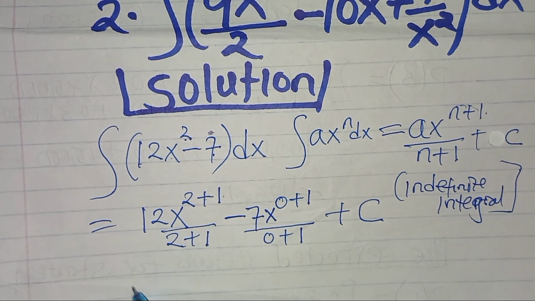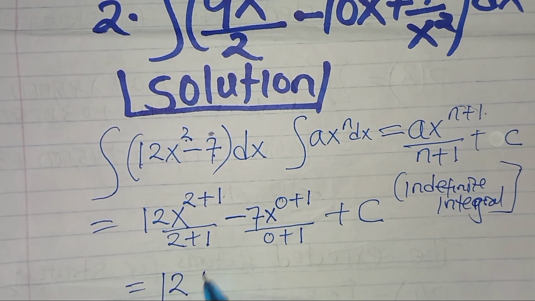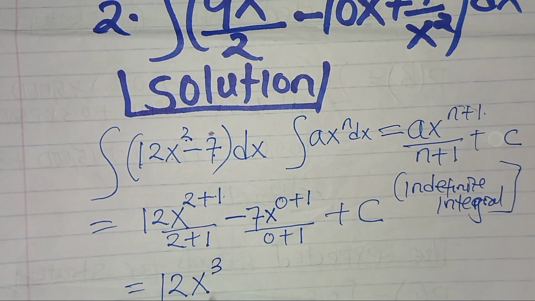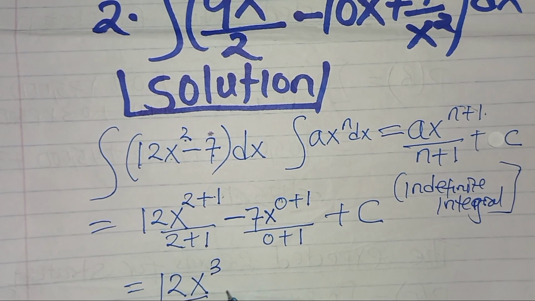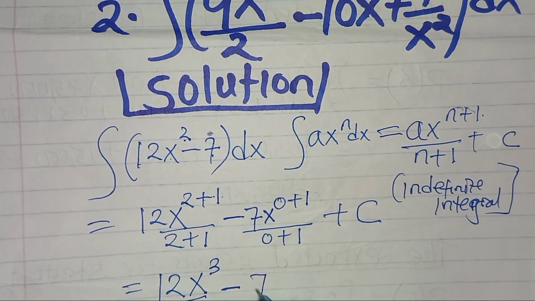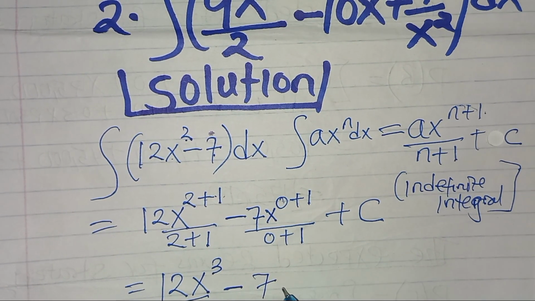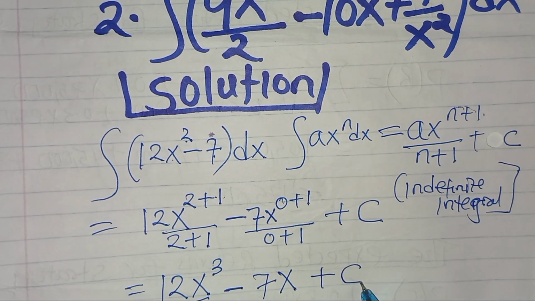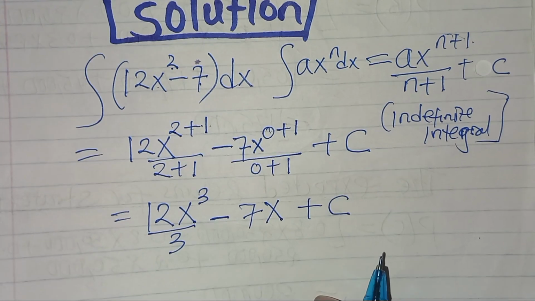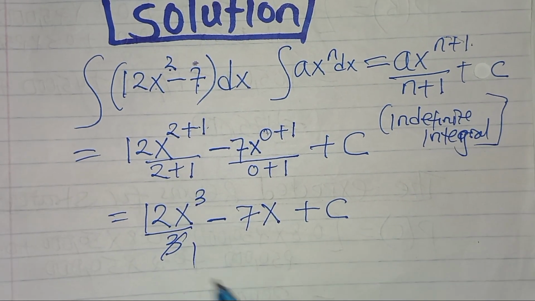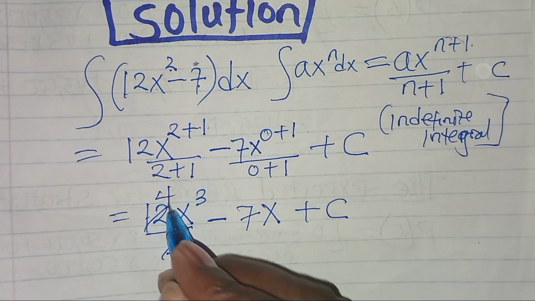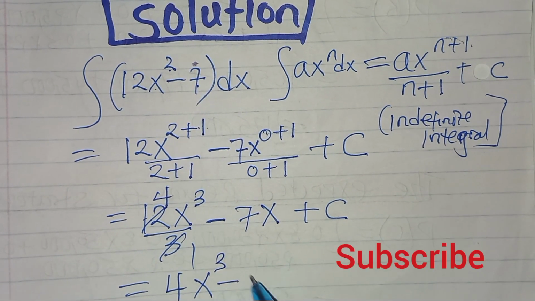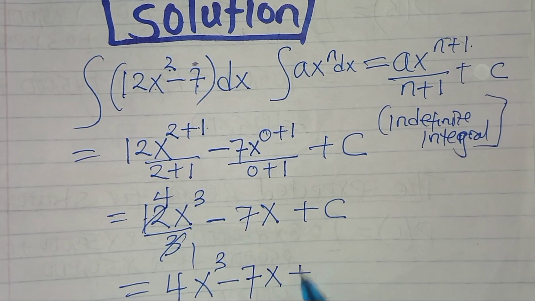So here we'll have 12x raised to power 2 plus 1, which is 3, divided by 3. Subtract 7, which is 0 plus 1, so this is the same thing as x. Then plus c. So let's simplify here by 3: 12 divided by 3 is 4, so you'll have 4x cubed, subtract 7x plus c.